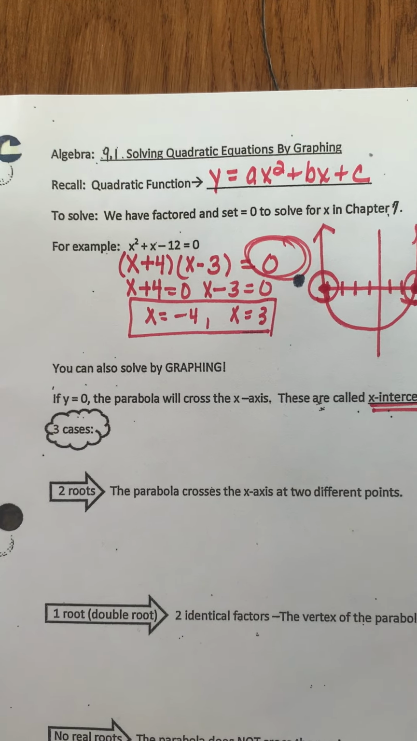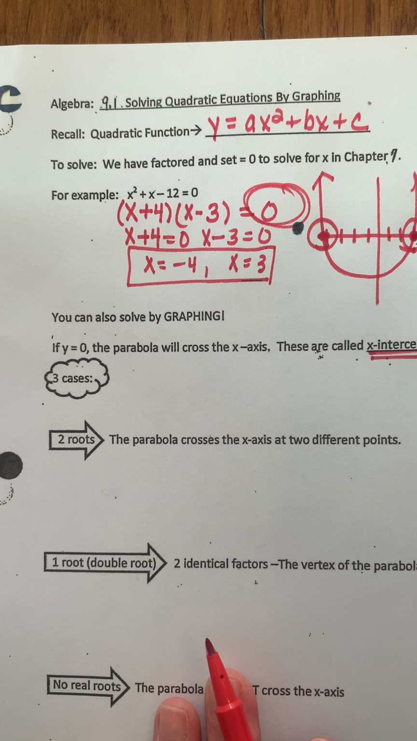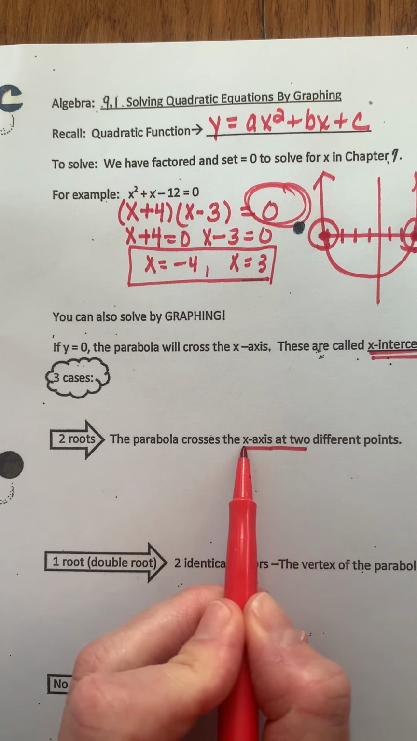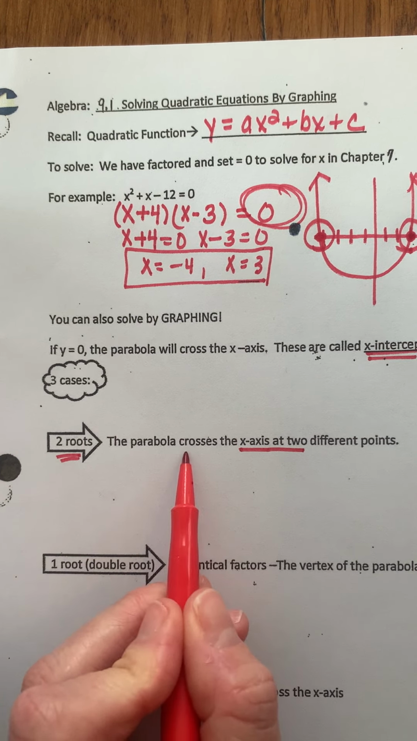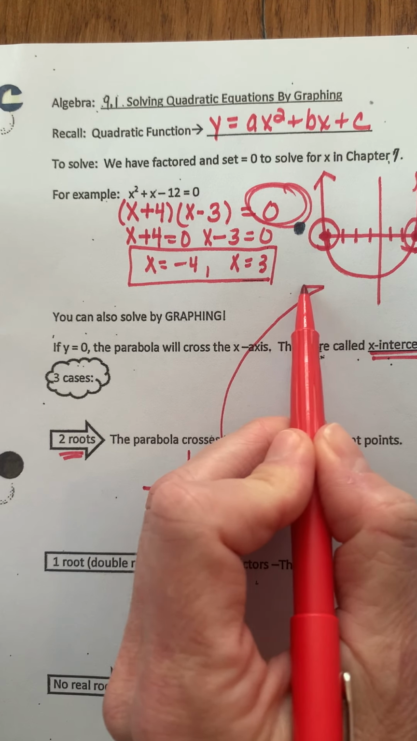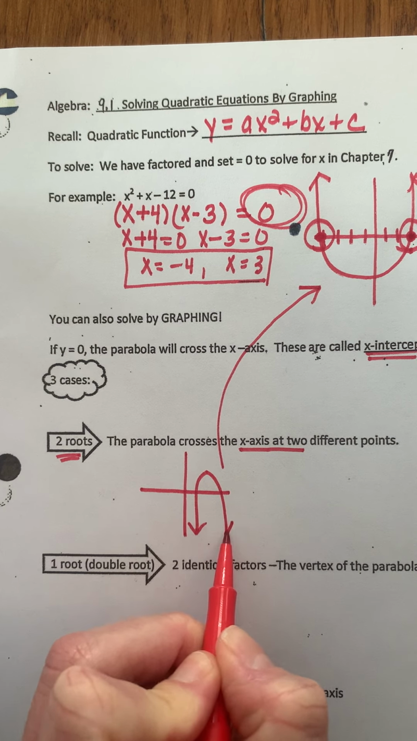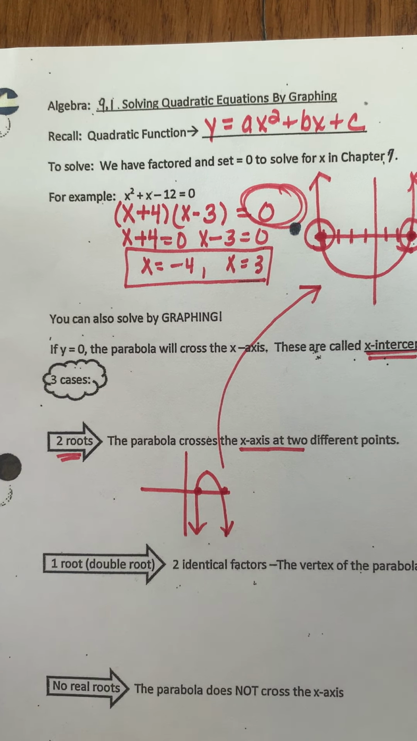So there are 3 cases. It'll cross, just like that example up there, the x-axis twice. So that means you have 2 roots. So an example could be like that. I'm not going to redraw that one. Or you can also have something that's opening down that crosses twice.